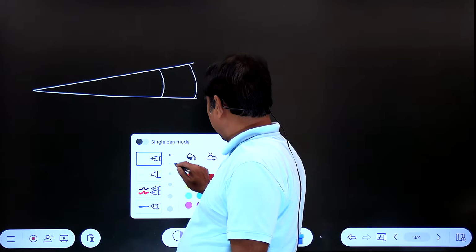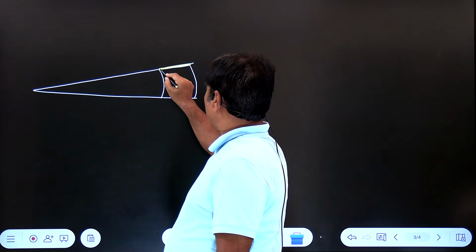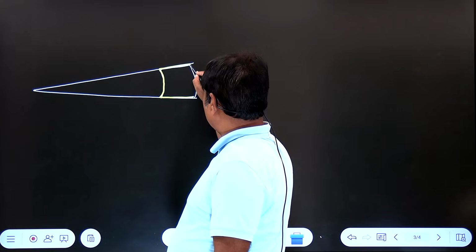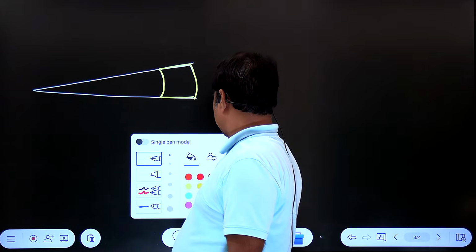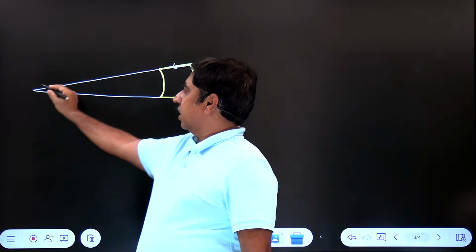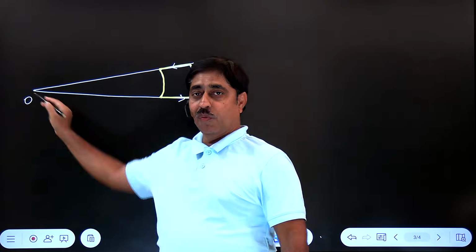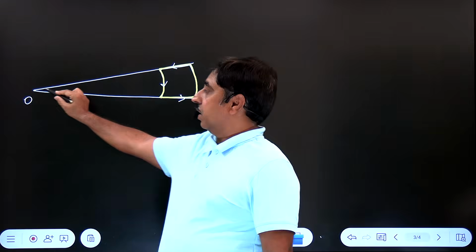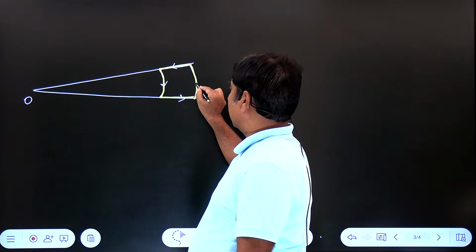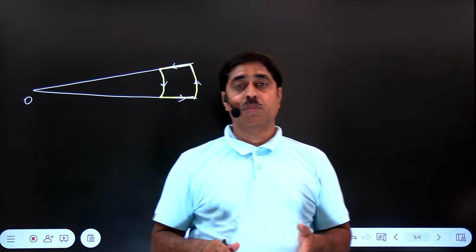This is the loop that has been given to us, yellow colored loop, and this loop consists of two straight and two curved sections. Because of this straight section, there will be no field at O. Because of this straight section, there will be no field at O. But because of this current, there will be a magnetic field. Because of this current, there will be a magnetic field. And the vector sum of these two magnetic fields is your answer basically.